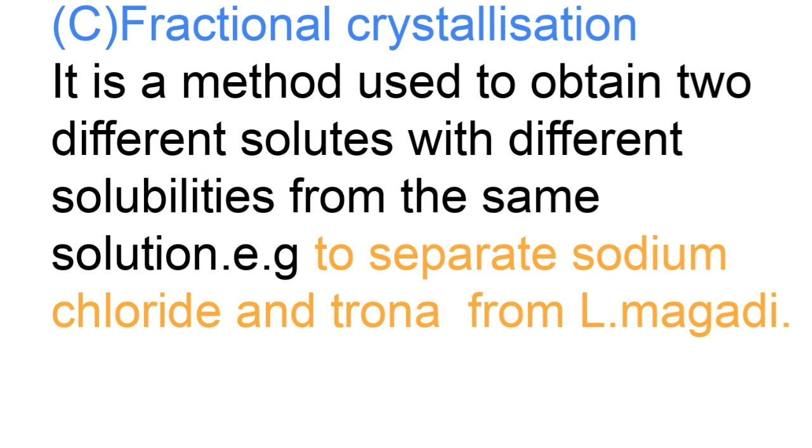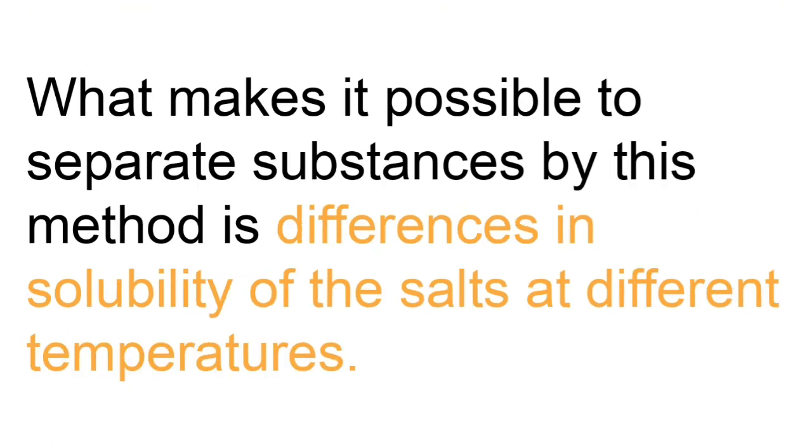Now this is a method used to obtain two different solutes with different solubilities from the same solution. For example, to separate sodium chloride and trona from Lake Magadi, we use fractional crystallization, whereby the two different solutes crystallize at different temperatures because their solubilities are different at different temperatures.